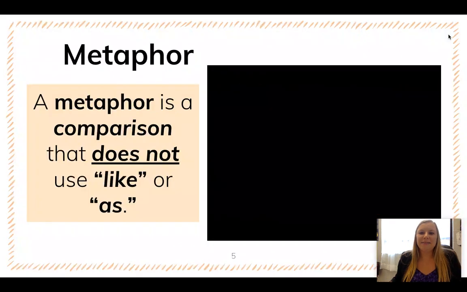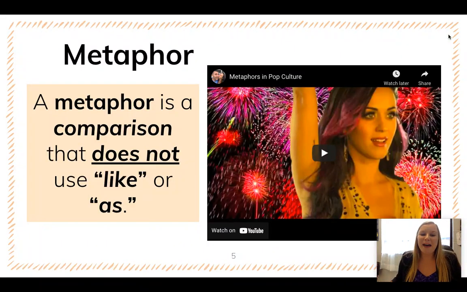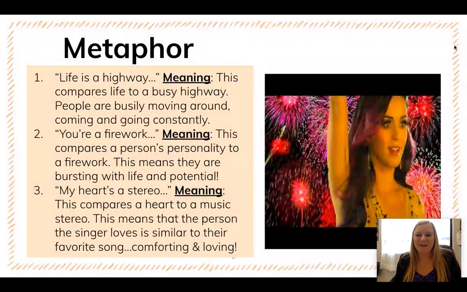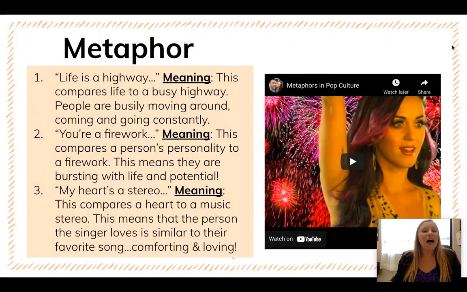Now, the simile's cousin is a metaphor. A metaphor is a more direct comparison. A metaphor doesn't need like or as to make a comparison. Right over here on the right-hand side, I included examples from popular music. The first one that pops up is Life is a Highway. You'll see that the singer-songwriter didn't say life is like a highway. He said life is a highway. It is a more direct comparison.